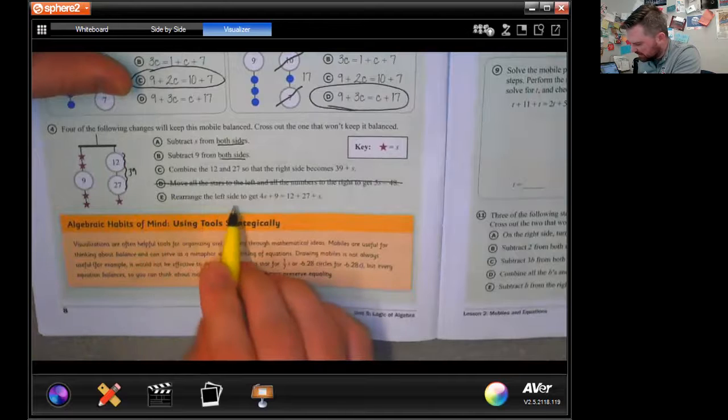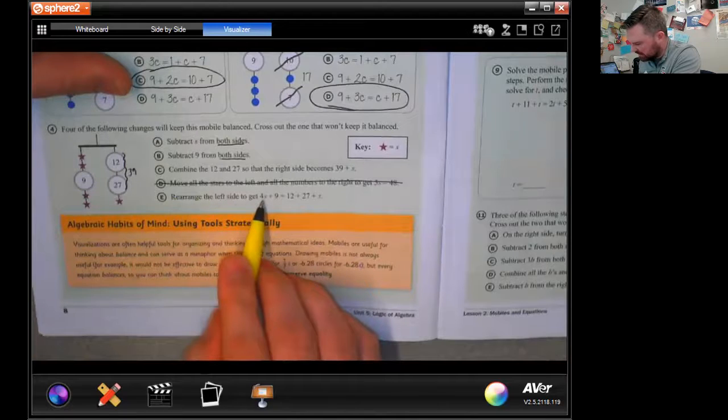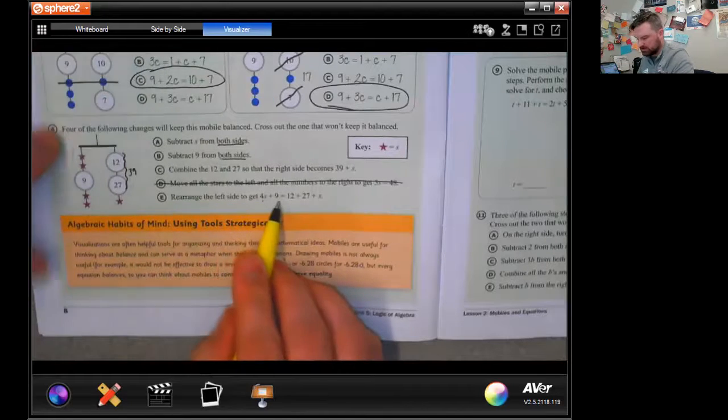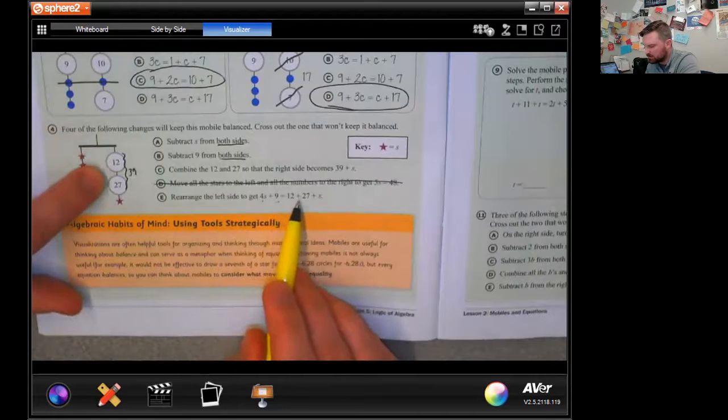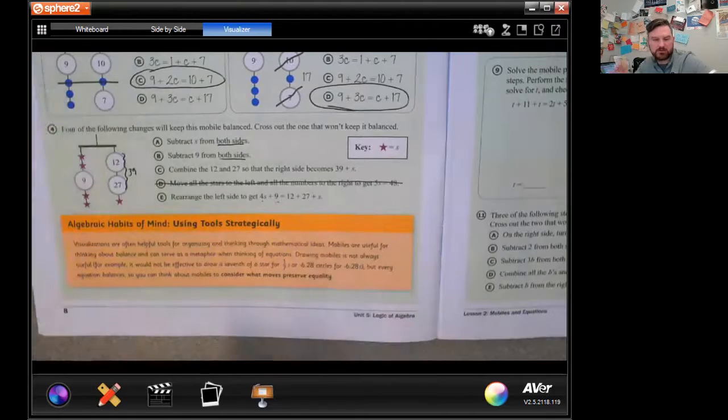Rearrange the left side to get 4S plus 9. So I do have 4S plus 9 equals 12 plus 27. So that is true. They're just rearranging the numbers a bit.